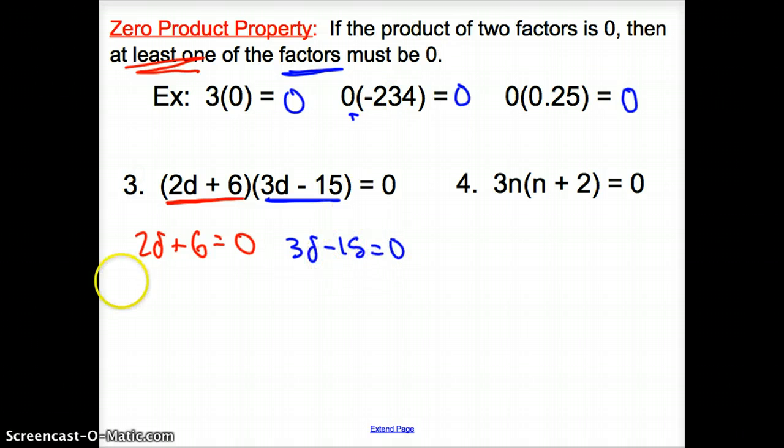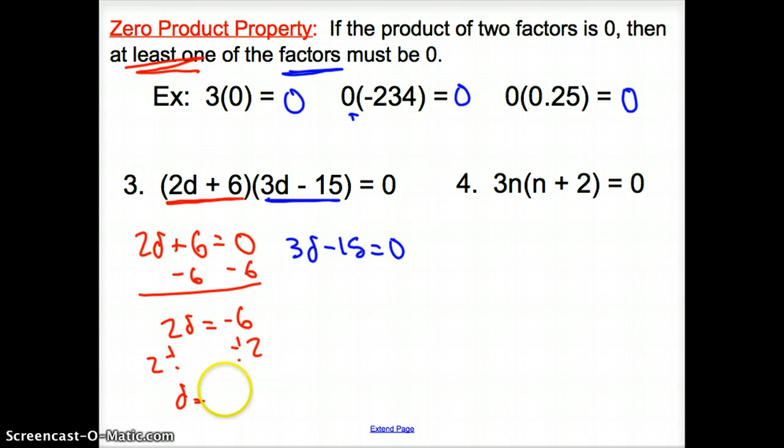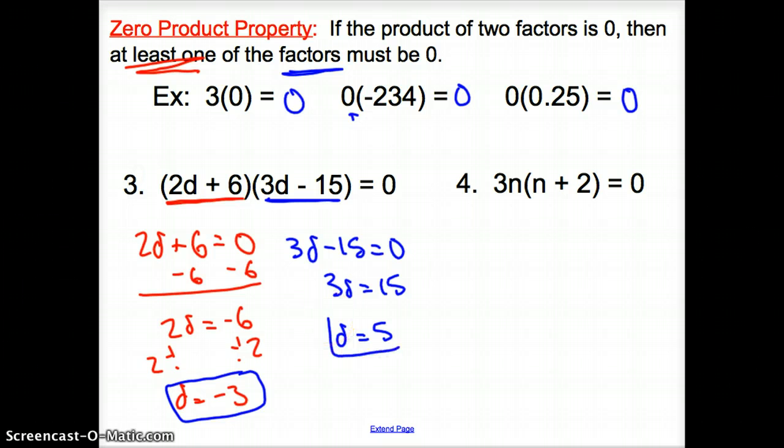Now once you set up these problems, all we have to do is solve for a variable. So how do we do that? Get the 6 away from the d, or away from the variable. So now we have 2d equals negative 6. How do we get that 2 away? We divide both sides by 2. So now d equals negative 3. And now we're looking at the blue guy. Same thing, we add the 15 over, so it's 3d equals 15. Divide both sides by 3, so d equals 5. So now your solutions, you'll actually have solutions with an equal sign. Your solutions are negative 3 and 5.